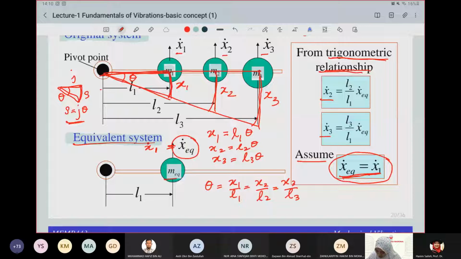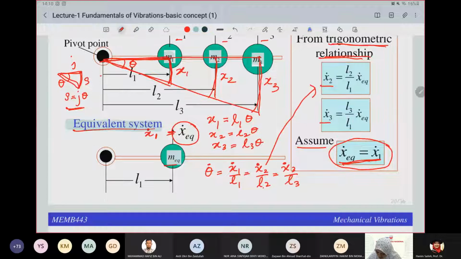So how do you express x dot 2? You get x dot 2 is equal to L2 x dot 1 over L1. Are you with me? Let me write that again. Make sure you ask me the question. Can you see? If I rearrange this term, okay, what do I get?